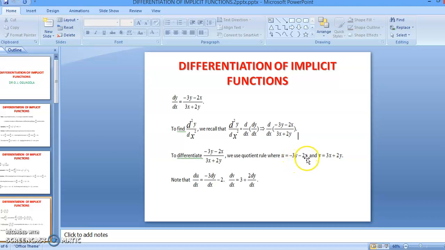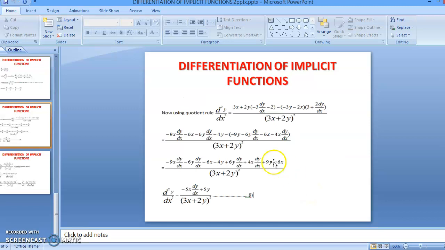Then minus 2x will be what? Minus 2. So the dv/dx will be what? 3 plus, when you are differentiating 2y, you have 2 dy/dx. Now, this is the quotient rule. The d squared y over dx squared will now be what? In our quotient rule, if you recollect very well, we have v du/dx minus u dv/dx all over v squared. So just substitute for this value we obtained into v du/dx minus u dv/dx all over v squared.